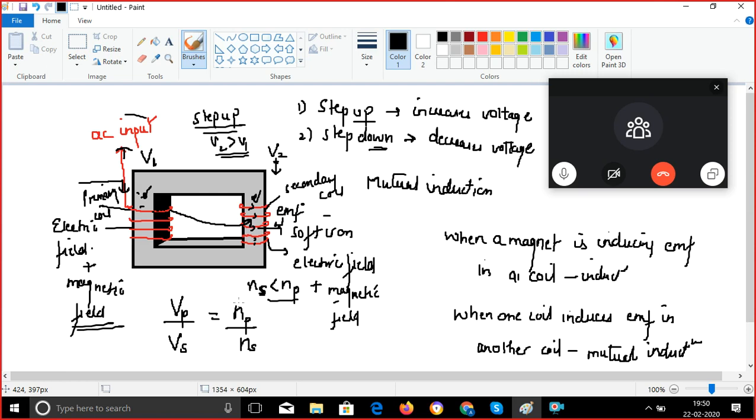A transformer is a device which is used to increase or decrease the voltage of an alternating current. That's very important, right? Of an alternating current.